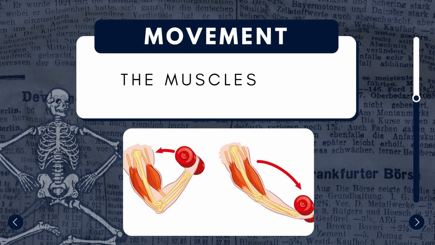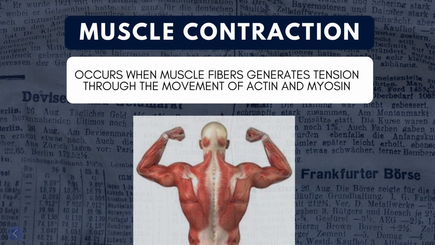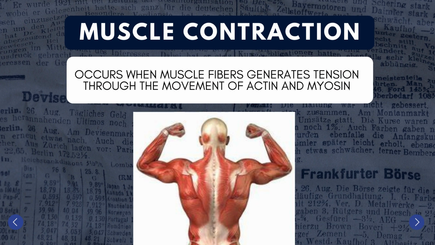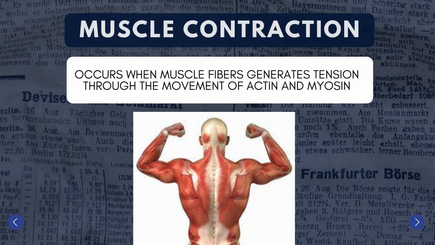So for a movement to happen, the muscles in our body need to contract. Muscle contraction is the basis of all skeletal movements. The muscles in our body contract in a process wherein the nervous system, the skeletal system, and the muscular system interact with one another. A muscle contraction happens when muscle fibers regenerate tension through the movement of actin and myosin, which I will explain later.